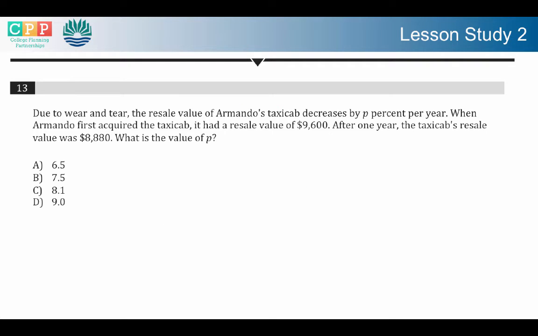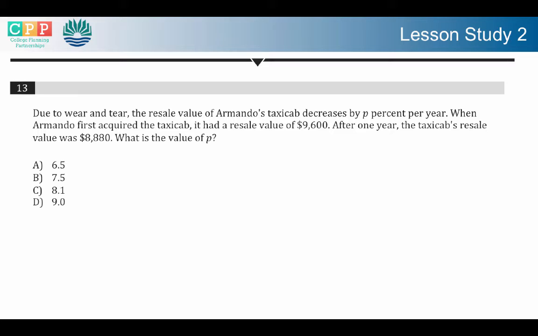So question 13 says, due to wear and tear, the resale value of a taxicab decreases by P% per year. When he first acquired the taxicab, the resale value was $9,600. After 1 year, the taxicab's resale value was $8,880. What's the value of P?